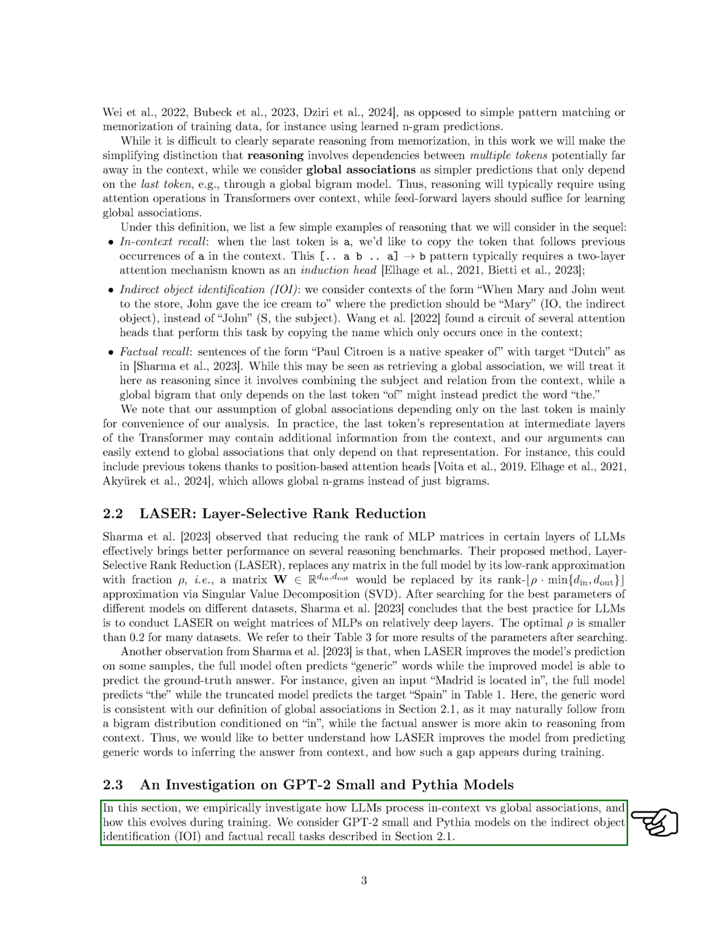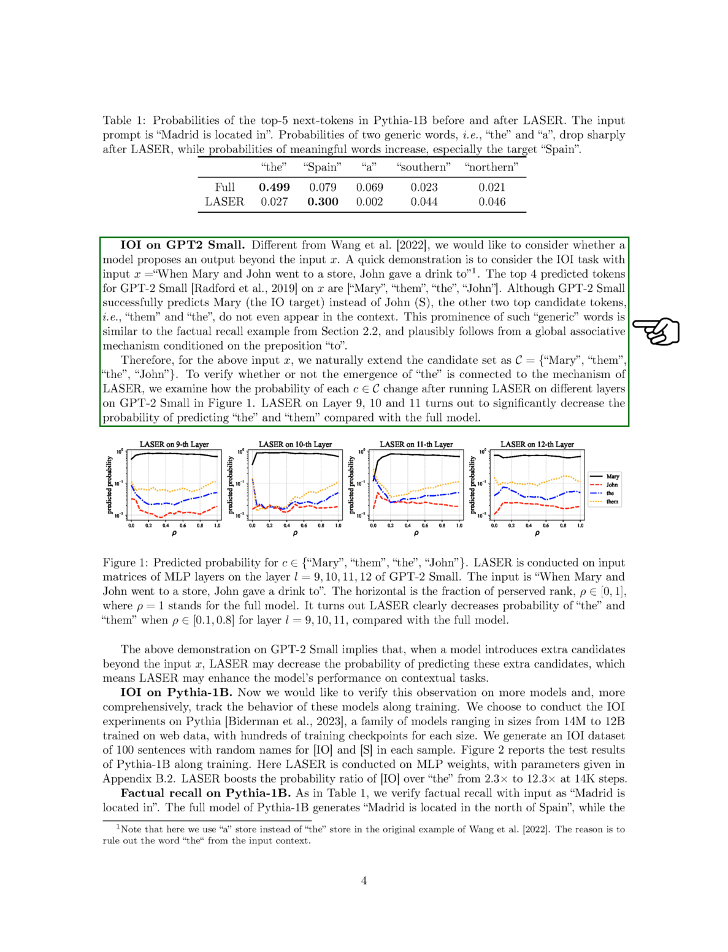For the IOI task with GPT-2 Small, we investigate if the model predicts words beyond the given input. For example, when given the input, "When Mary and John went to a store, John gave a drink to," the model predicts "Mary" correctly as the indirect object target. However, it also suggests "them" and "the," which are not even mentioned in the context. This tendency to predict such generic words aligns with our earlier findings and may stem from a global association mechanism based on the context.